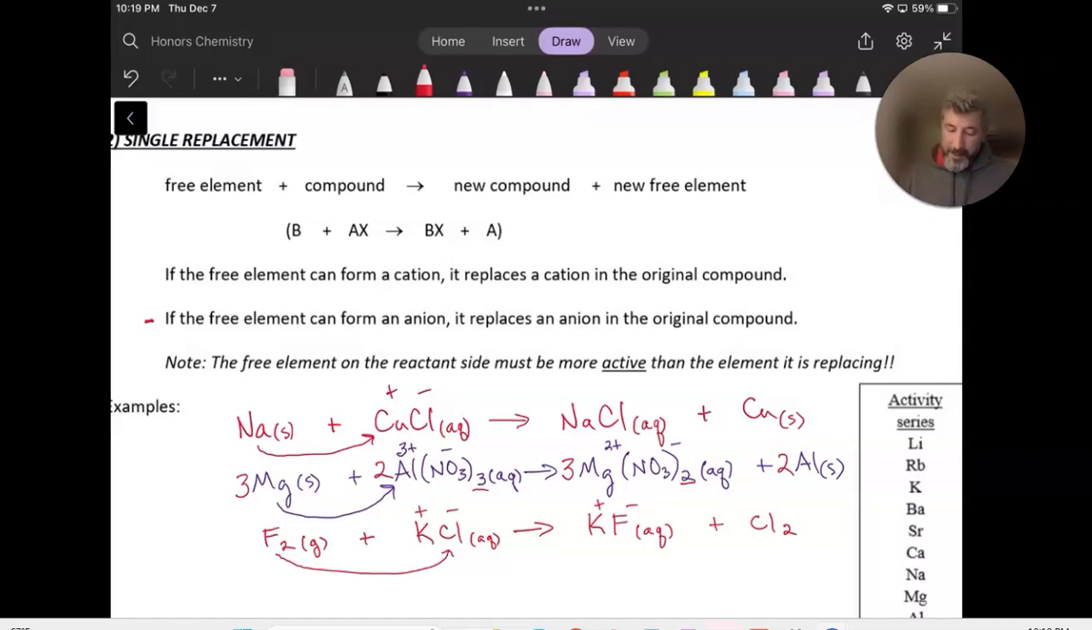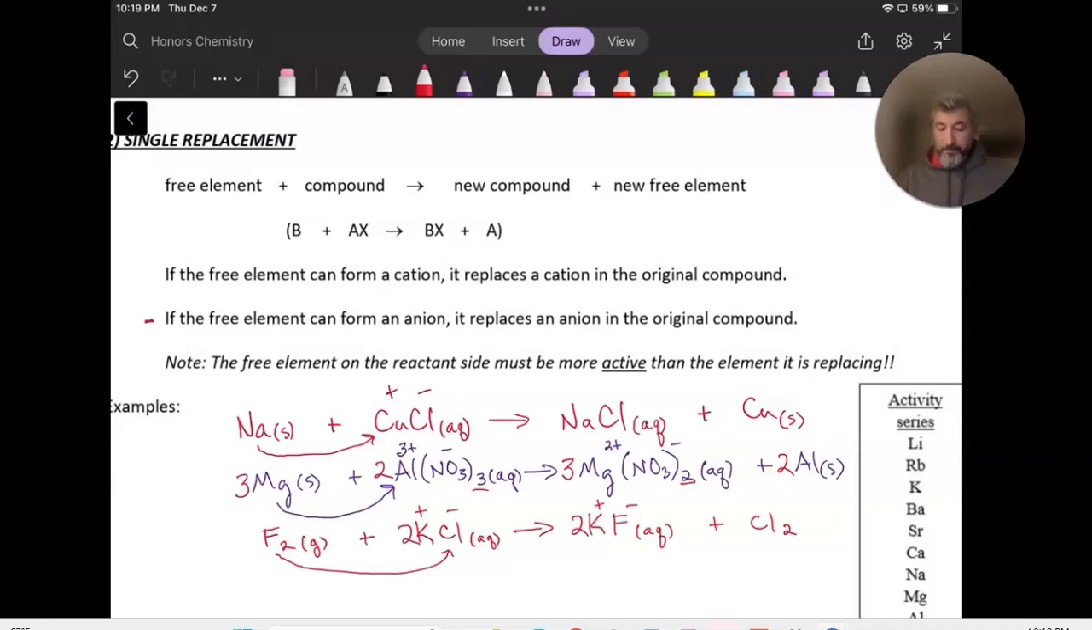The last one, the most recent one we did, is easier because it just has 2 fluorines on the left. So that means we need to put a 2 in front of potassium fluoride on the right, and then a 2 in front of potassium chloride on the left.